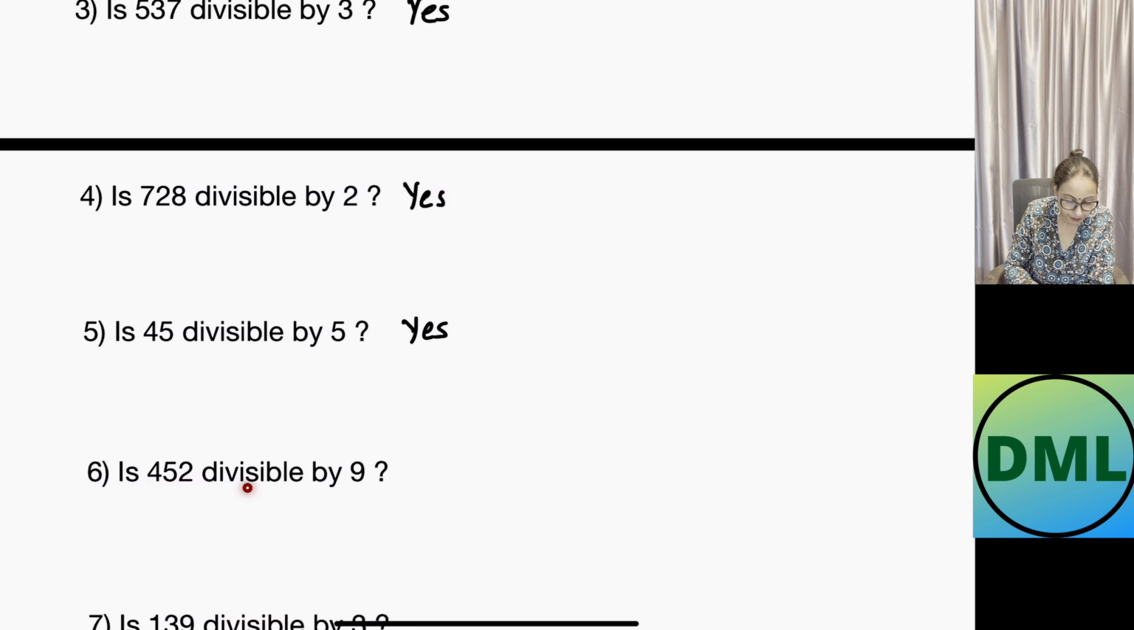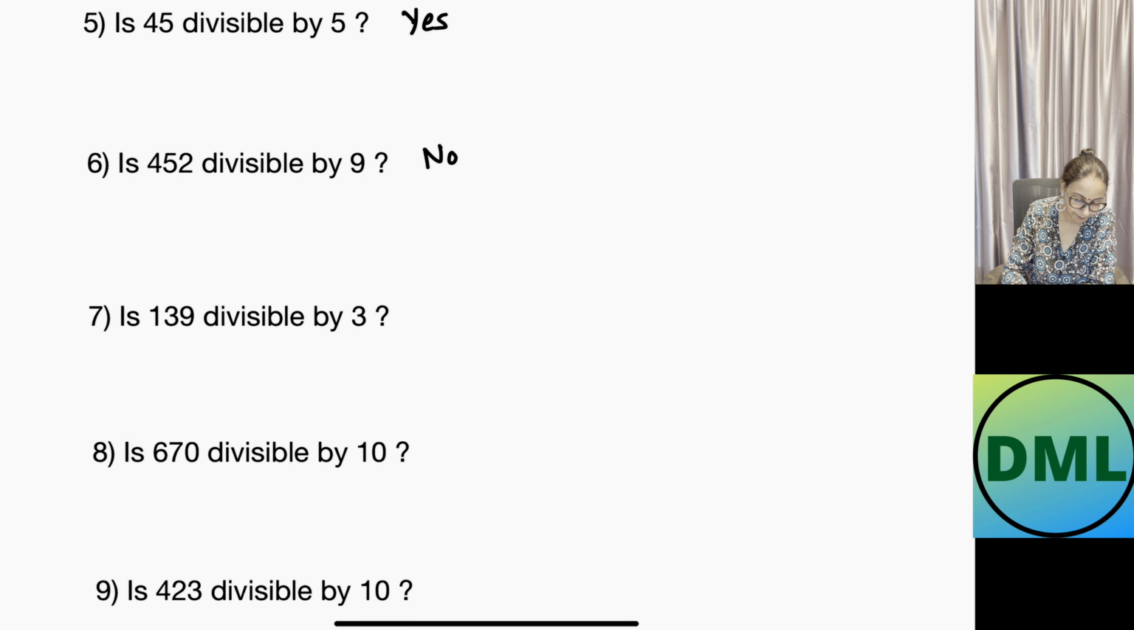Is 452 divisible by 9? What is our rule? Add the digits. It should be divisible by 9. 5 plus 4 is 9. 9 plus 2 is 11. 11 is not divisible by 9. That means this number is not divisible by 9. Our answer is no here.